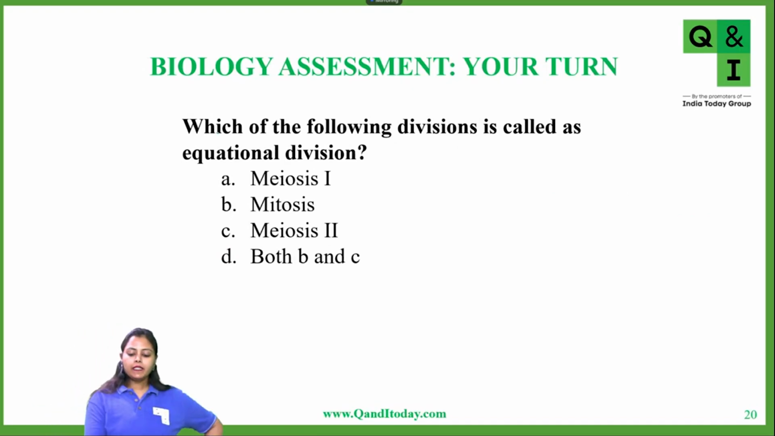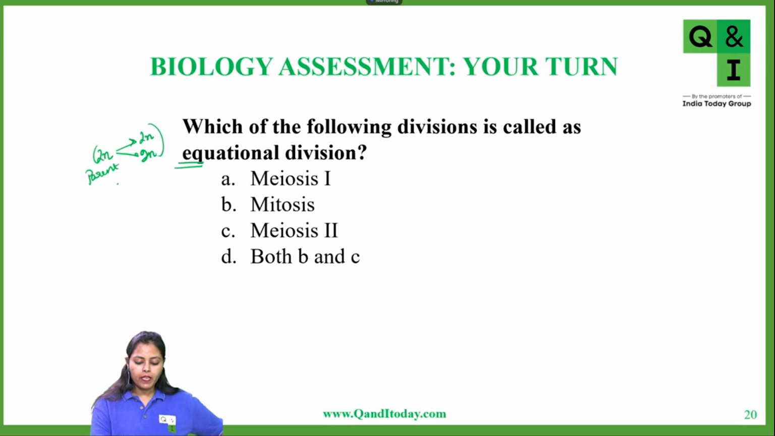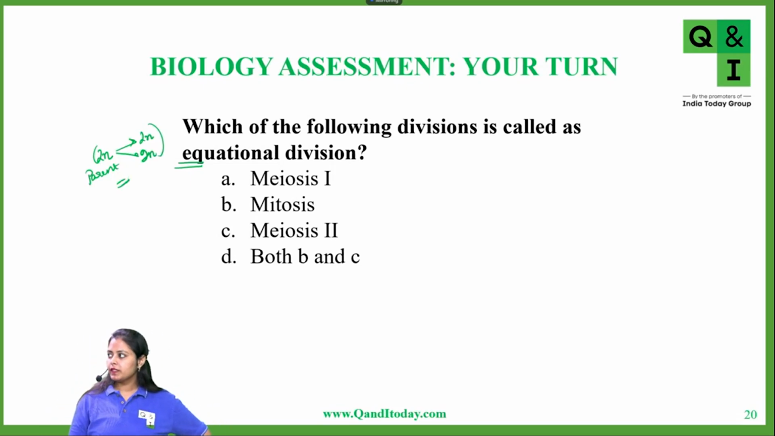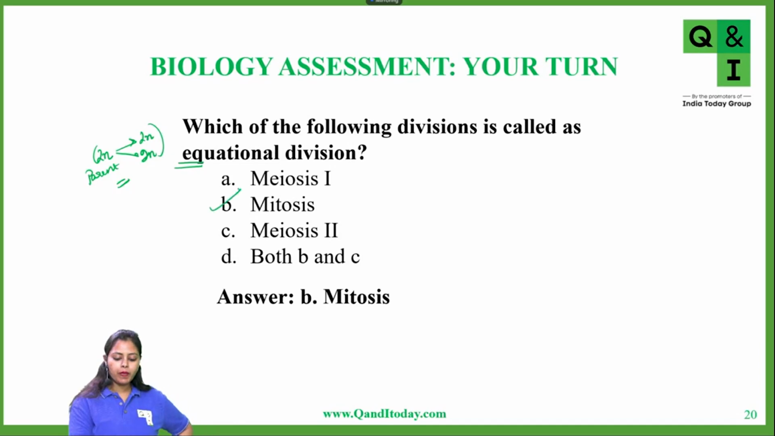Now next, the term is again equational division. Equational means if your parent is 2n, then your daughter cells would also be 2n and 2n. So which type of division is this? Equational division. Very good, everyone. So the correct answer to this is option number B, mitosis.